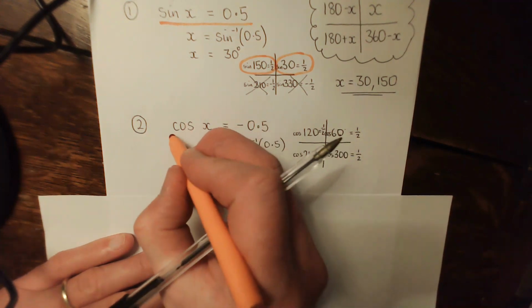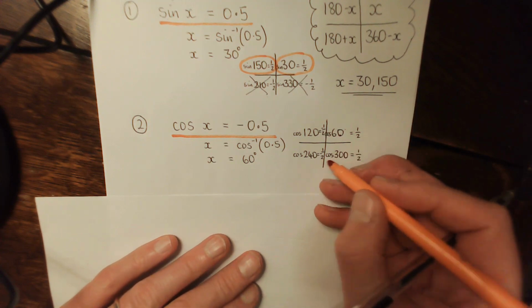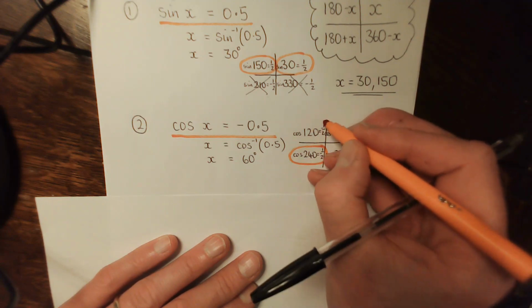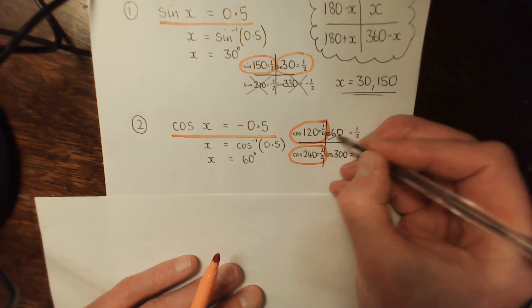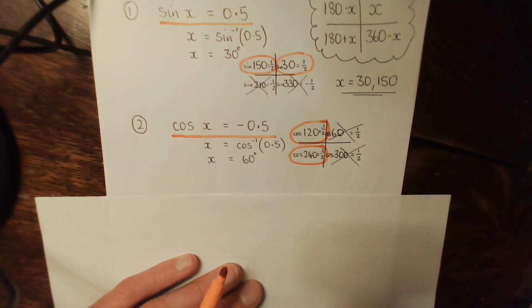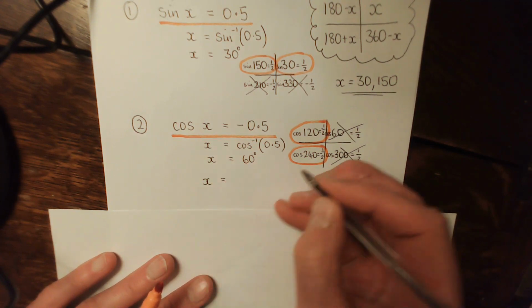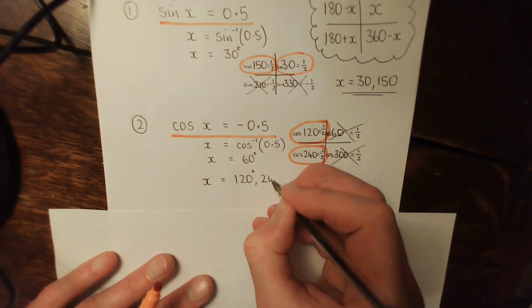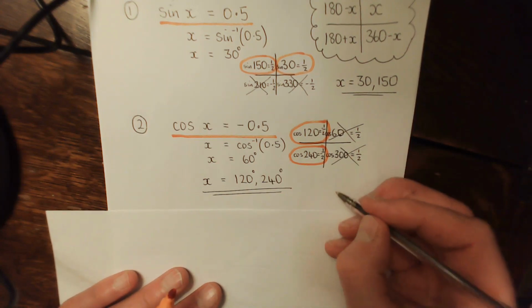Which one matches my question? Cos x is minus a half. If we have a look here, cos 240 is also minus a half, so is cos 120. Cos 60 is positive. That's not what we're looking for. Cos 300 is positive. That's not what I'm looking for. So I'm looking for my two answers for this trig equation being 120 and 240. Job done. Magic.